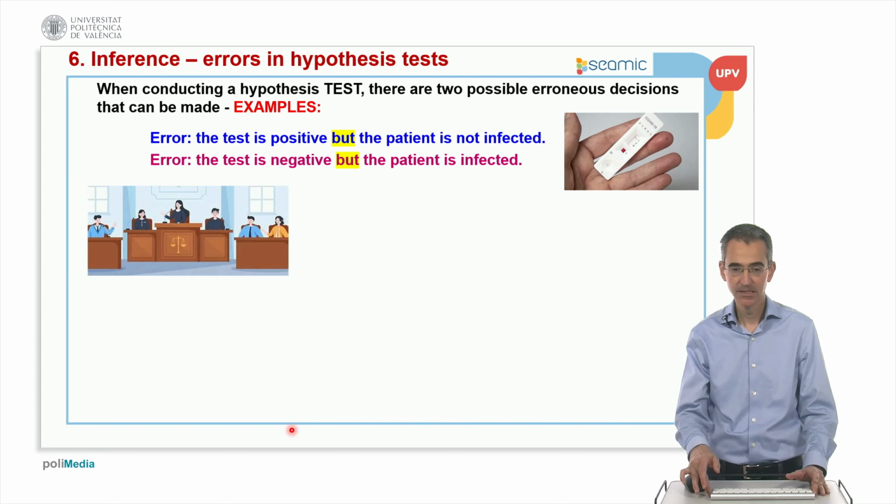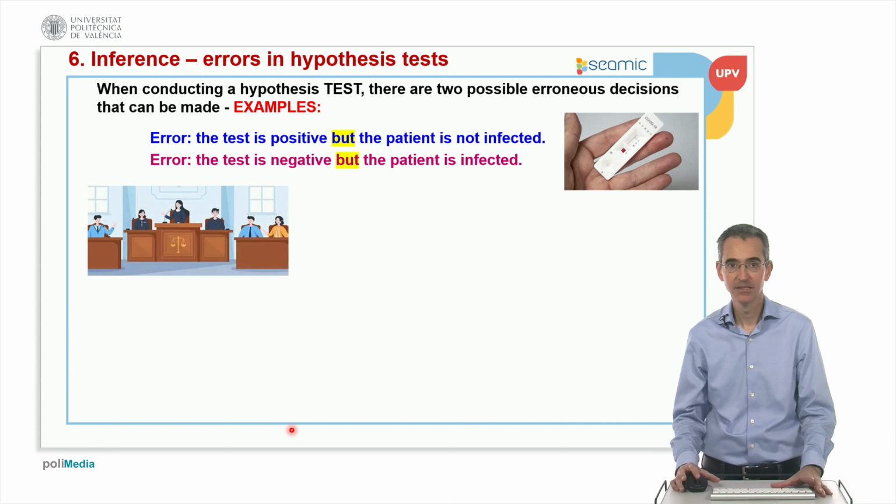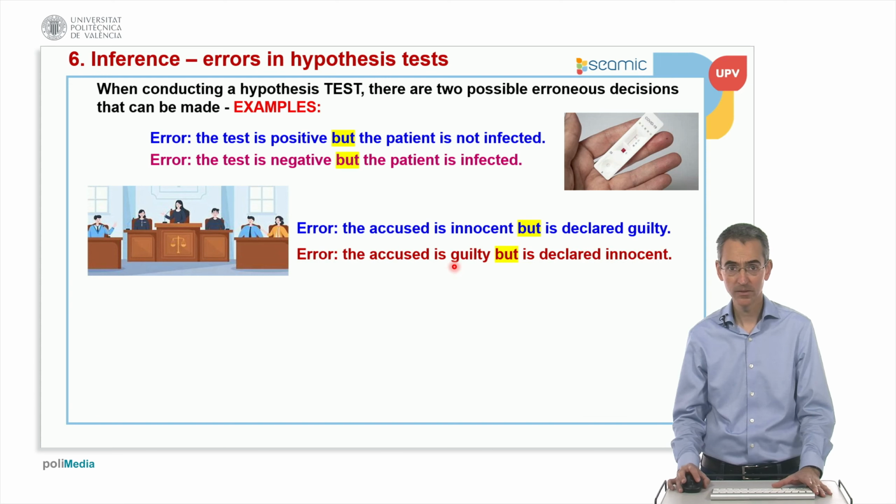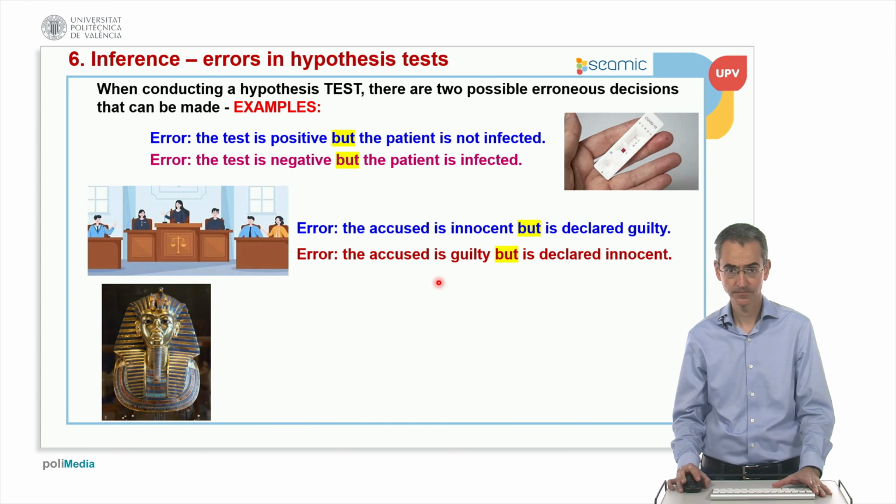Another example can be a court or a trial, some judge that has to decide if a person is guilty or innocent. Then again, there are two mistakes. The accused person is innocent but is declared guilty, or the accused is guilty but is declared innocent.